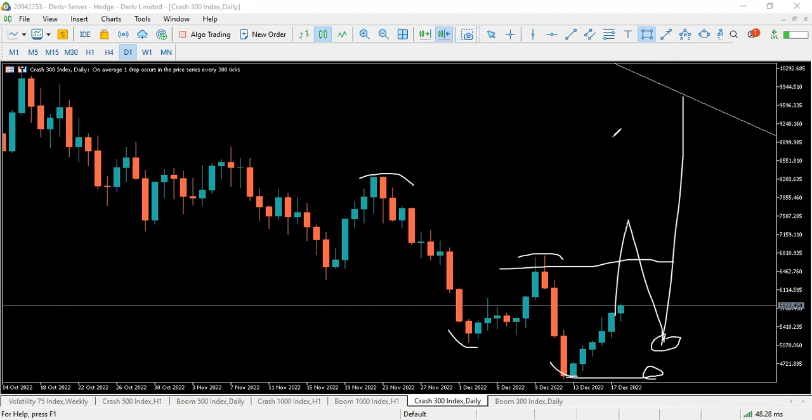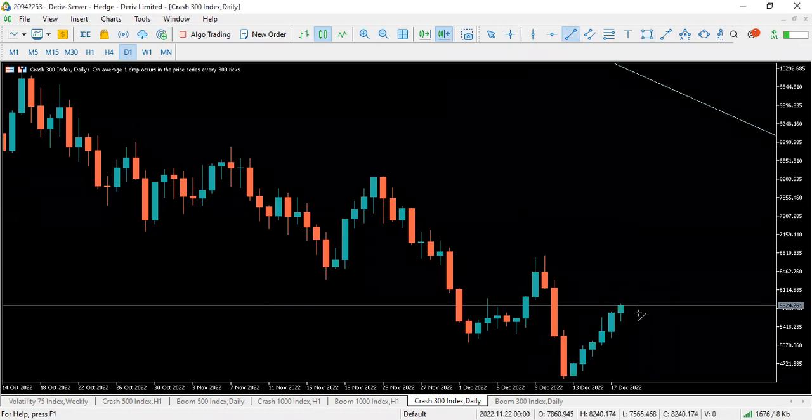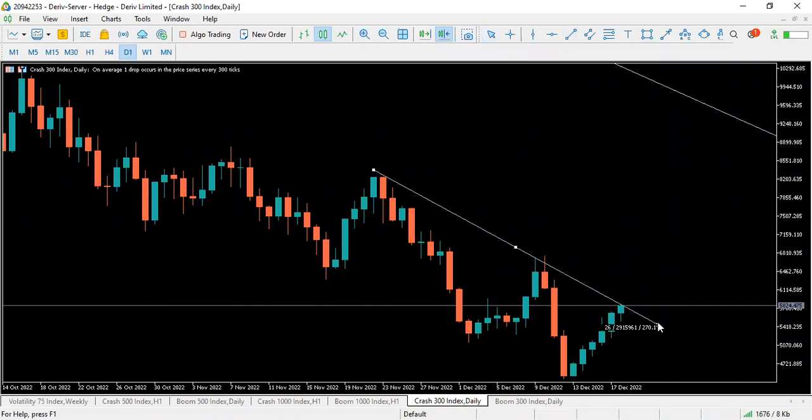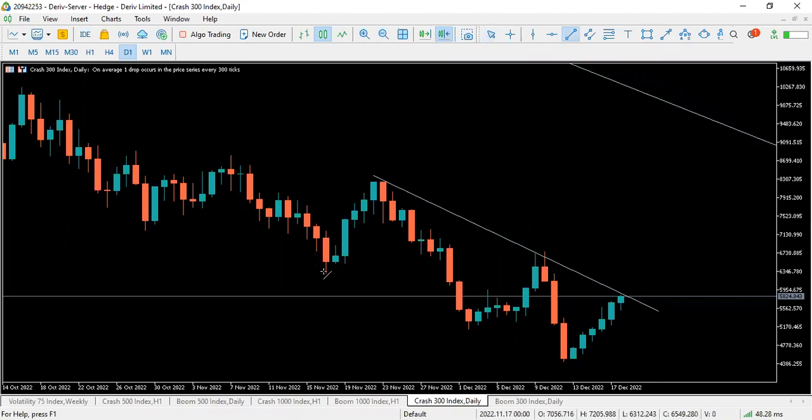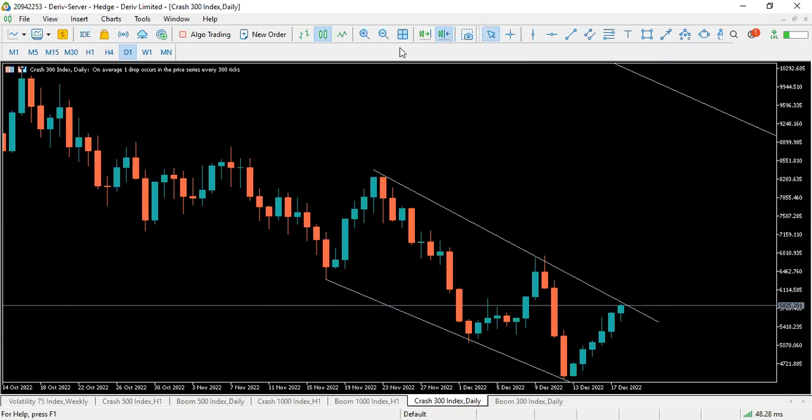That is it for buying. If you are going to buy, the retracement that might happen all the way to the trend line, we are going to wait for the change in market structure. If you wait for change in market structure, you can also wait for the break of this trend line like this. So this is what we're looking forward to. This is what we're looking at for Crash 300.